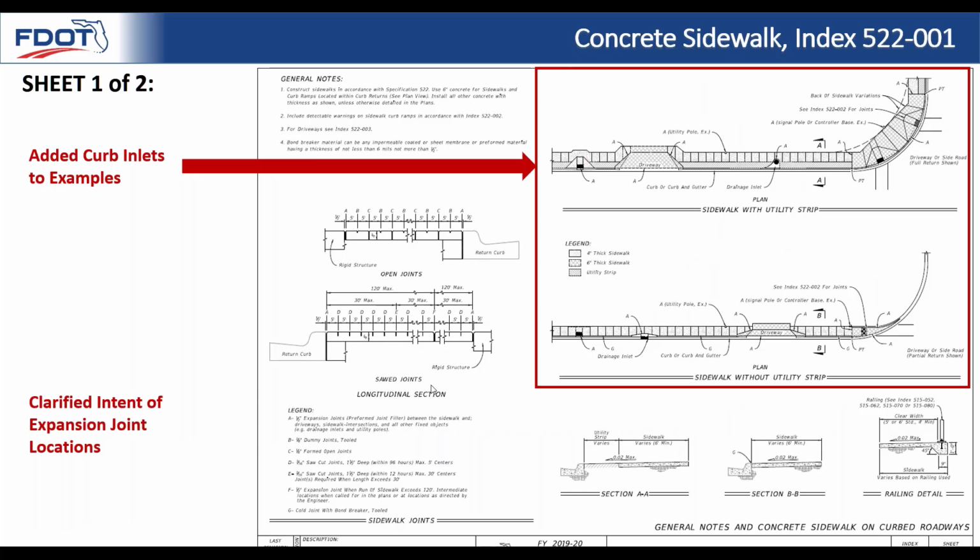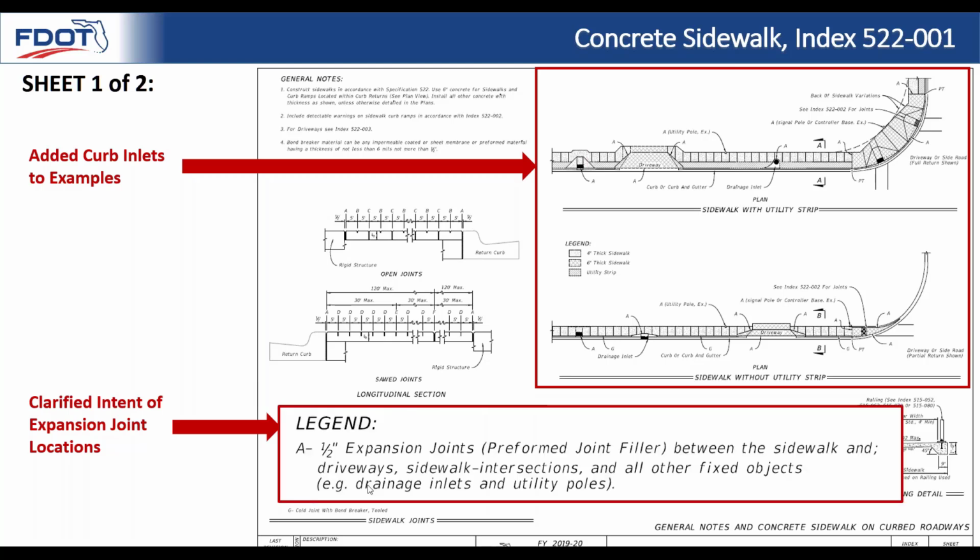We also did a little bit of cleanup of specification 522 because there was a lot of redundant information dealing with the joints. A lot of information will be deleted out of that specification since the joints are handled here on the index. And like I said, we revised the note for the joint type A so that it was more clear that it would be required between all types of fixed objects. That language was a little bit confusing with the way the specification was written previously.